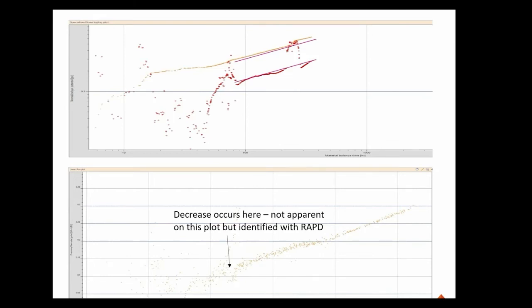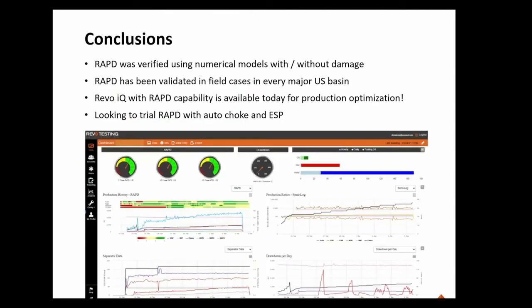So you want to make sure that you have really good data quality going into this so that way you can optimize your drawdown effectively. So some conclusions. The Rapid was verified using the numerical models with and without damage. It picked up on the damage and it was able to see the ones that didn't have any damage were just green the whole time.